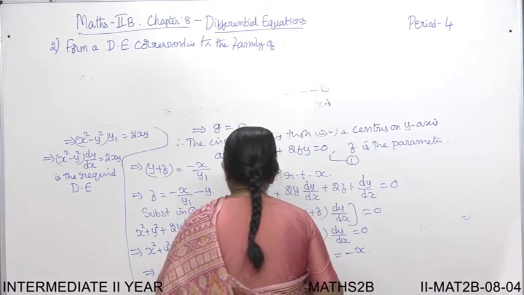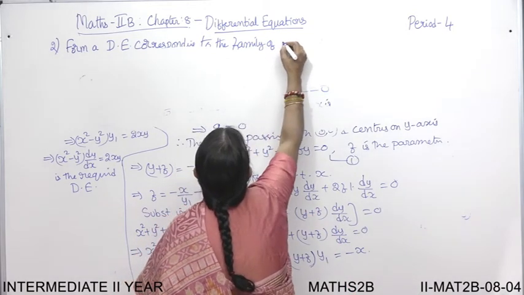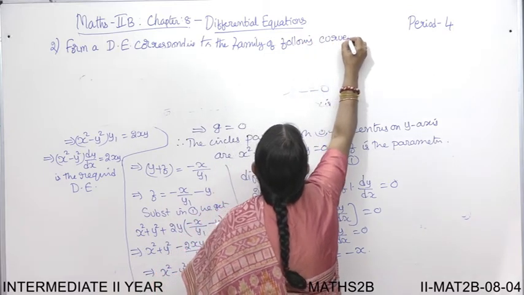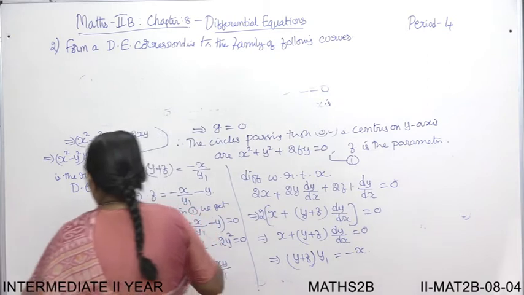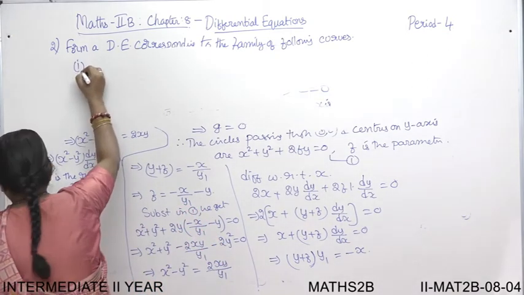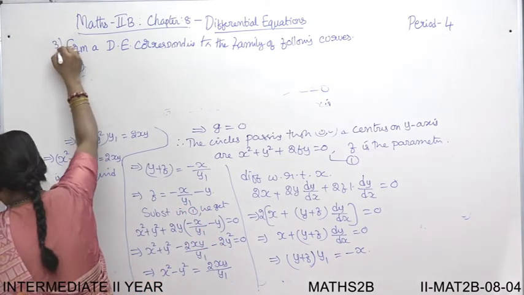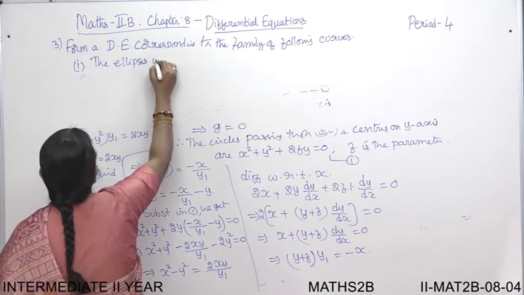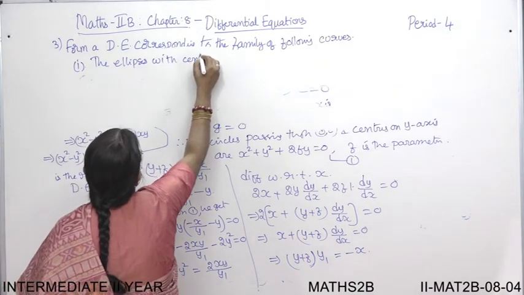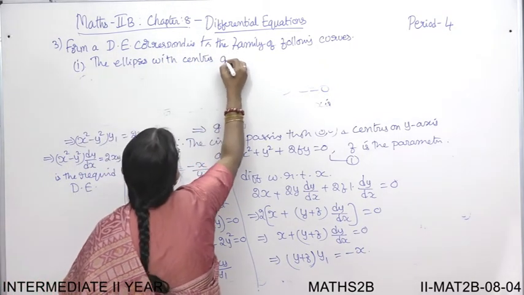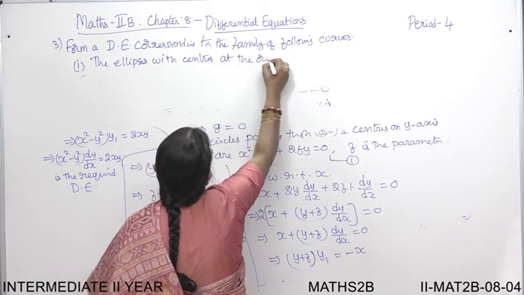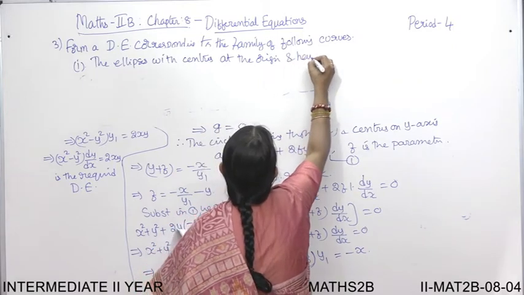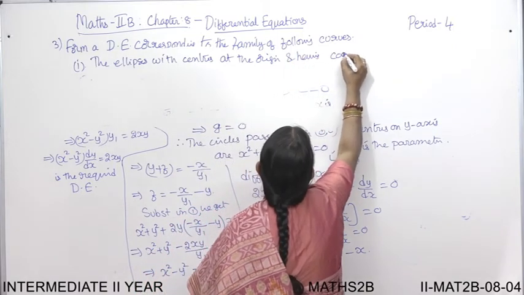Form the differential equation for the family of the following curves. In this we'll do the third problem: the ellipses with centers at the origin and having the coordinate axes as axes.